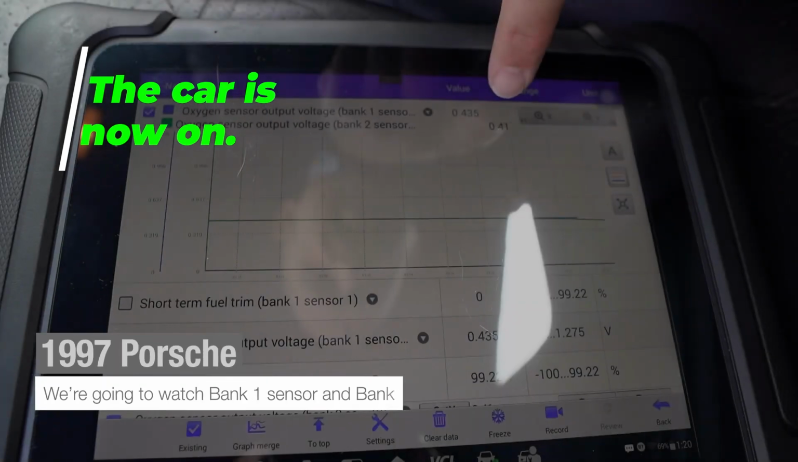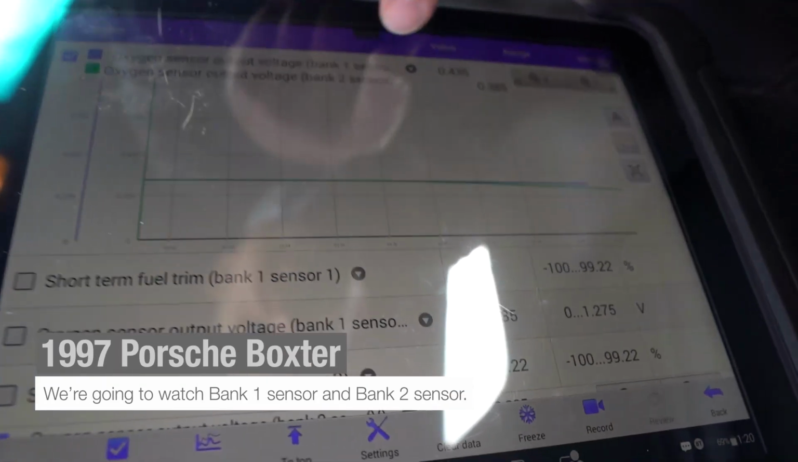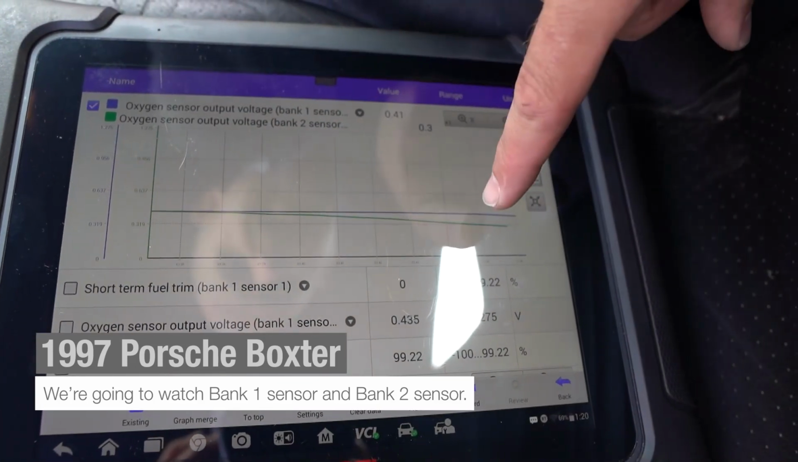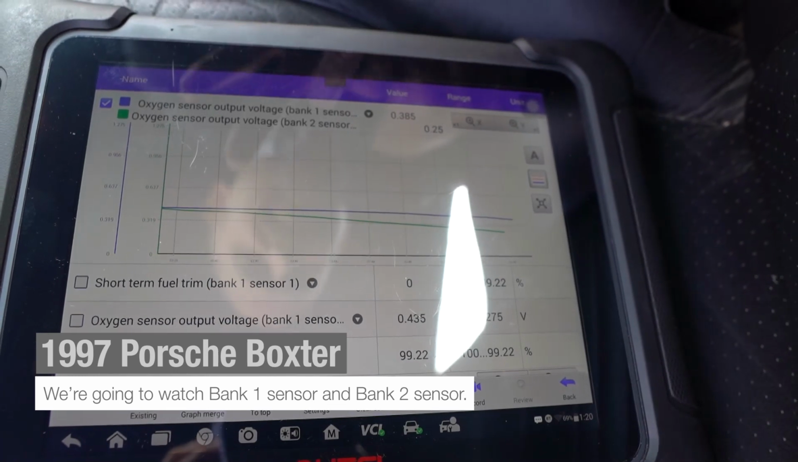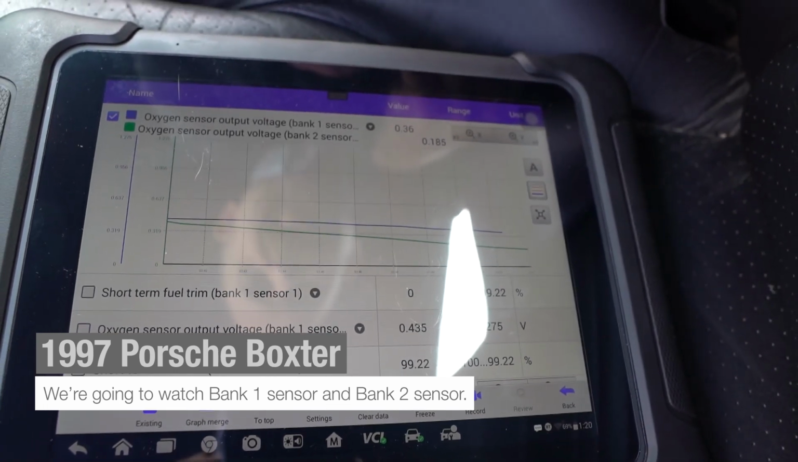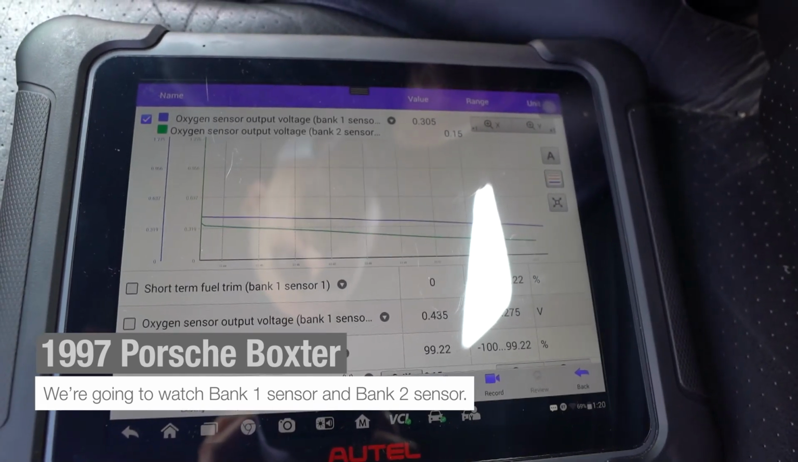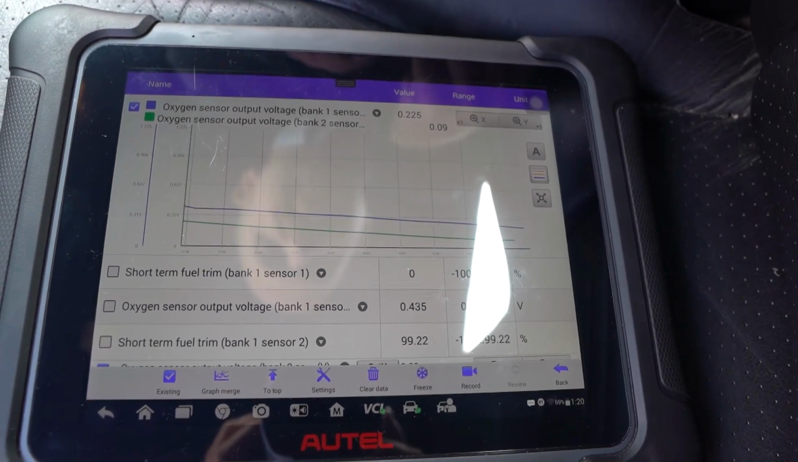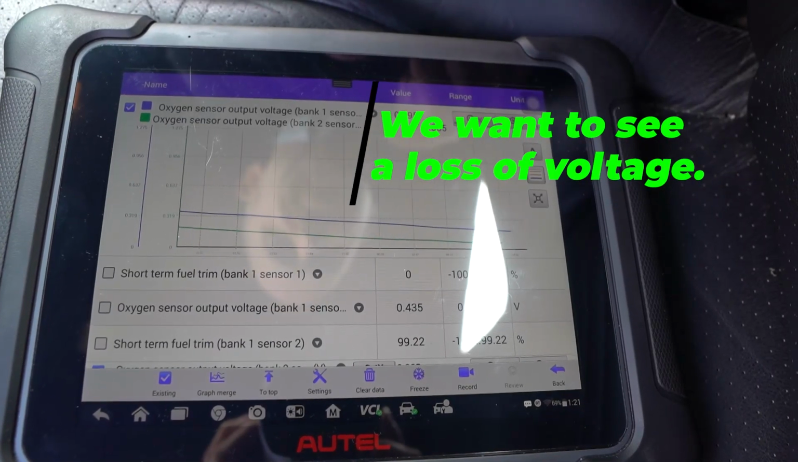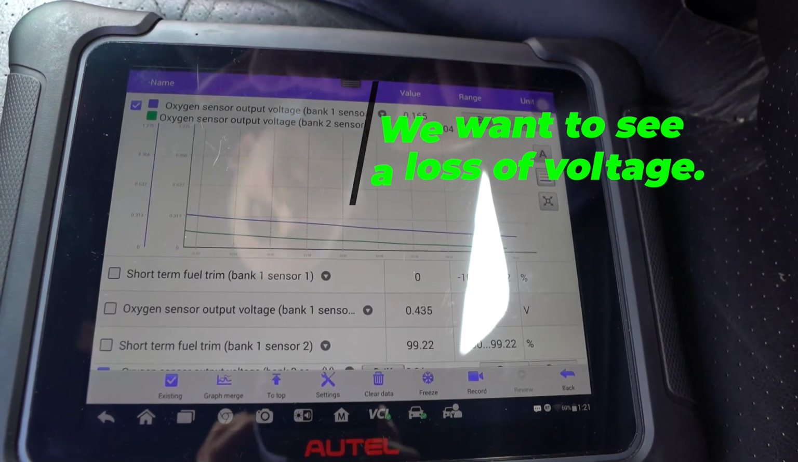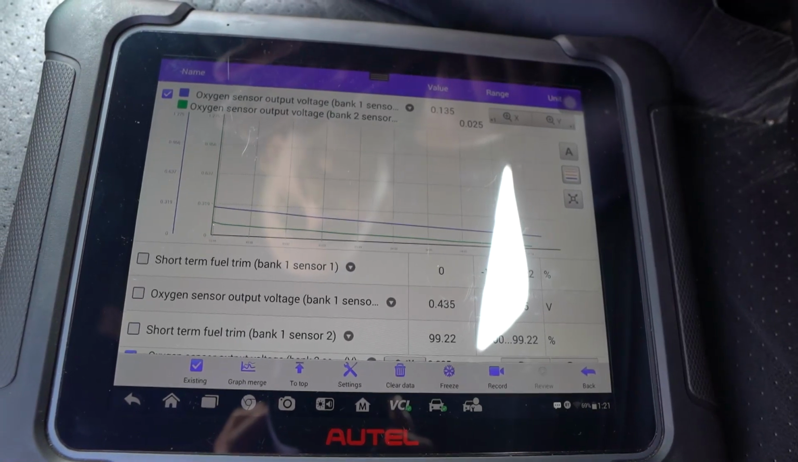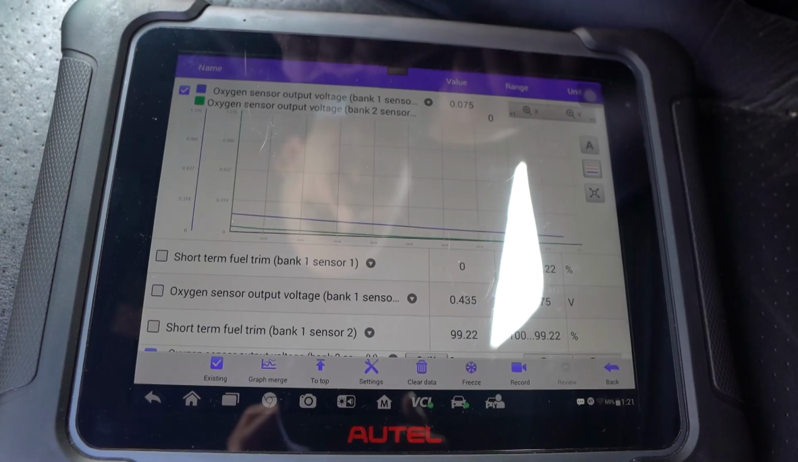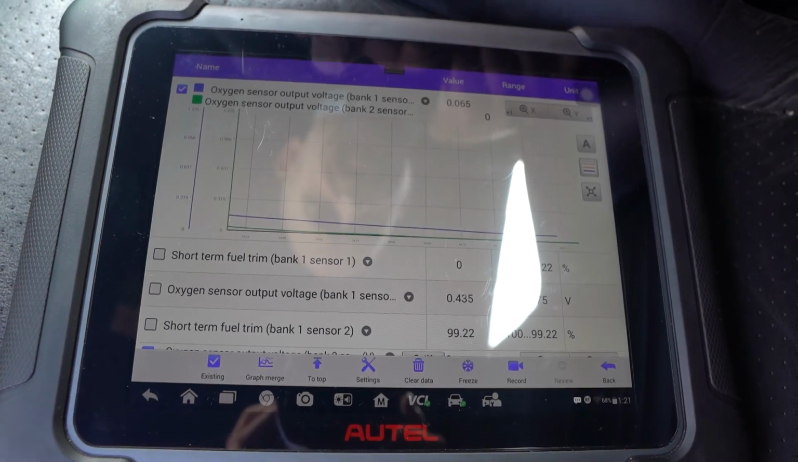We're going to watch these numbers represent bank 1 sensor 1. Here's bank 2 sensor 1, and that graph represents that. We can see right now what's happening live right in front of us is the O2 sensors are falling. They are losing voltage. That's what we want to see. We want to see a loss of voltage. That means the exhaust system is too lean right now, which is what we want. Exhaust system is getting too much oxygen. That means the catalytic converter will get hotter faster.